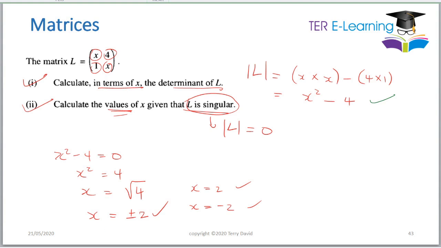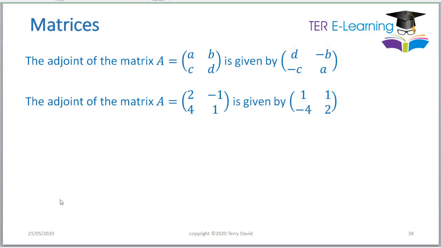Right, so that's what we call the determinant of a matrix. Now, let's go back a little bit. Right, so when it comes to a 2 by 2 matrix, there is something called the adjoint of a matrix. So when it comes to a 2 by 2 matrix, there's something called the adjoint of a matrix. What does that mean? What we're doing with the matrix, we're making some changes to the matrix, right?